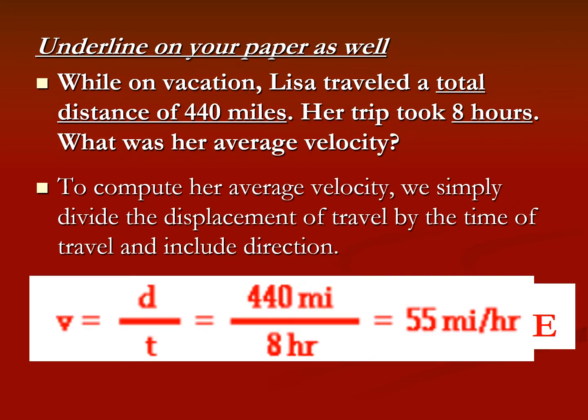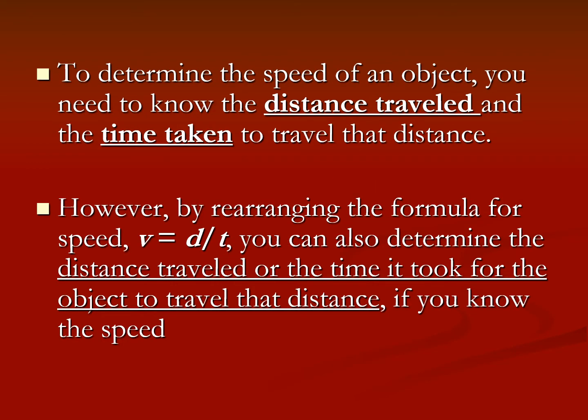So same problem, but now they want you to calculate average velocity. So we take our distance over time. Same process, but now we include the direction because velocity has to have a magnitude and a direction.